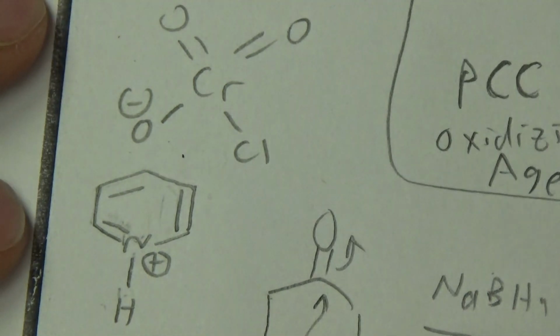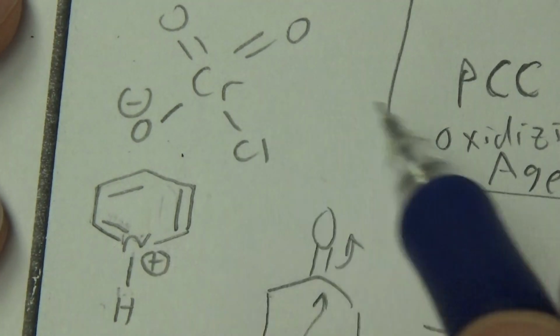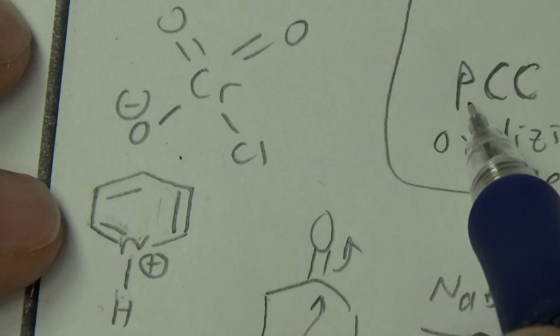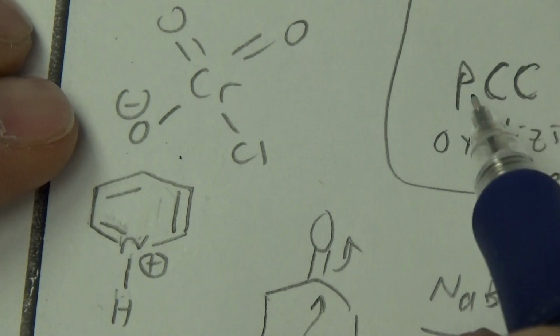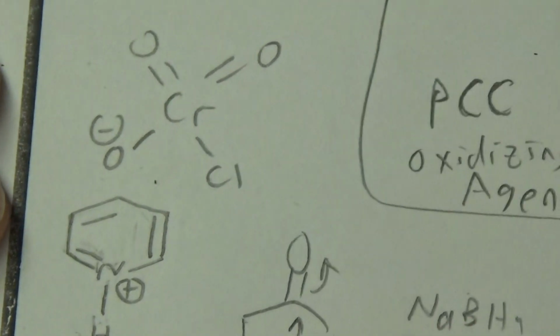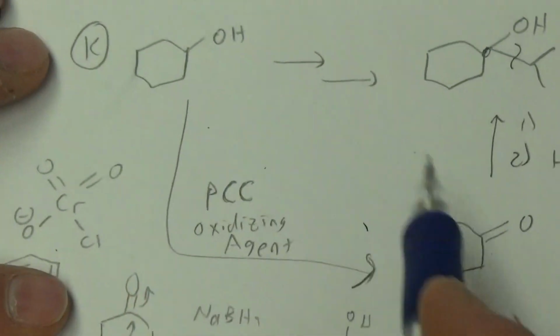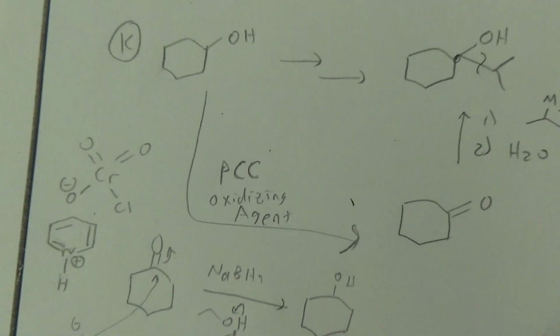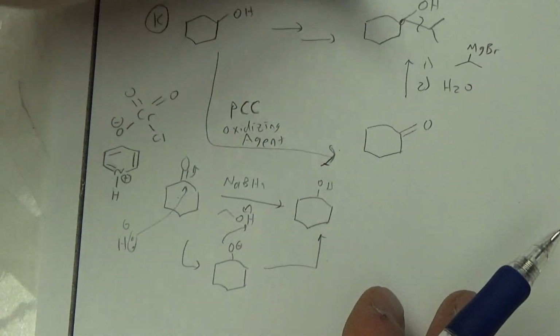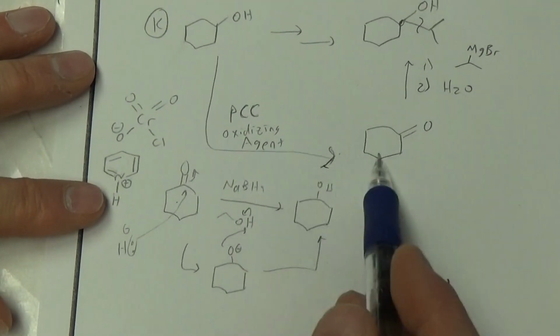There we go. So it's this complex, which is pyridinium chlorochromate. It's an oxidizing agent. Very nice way to go from a secondary alcohol to a ketone. All right, so that's K. Very easy problem. All we did was we oxidized and then we did a Grignard.